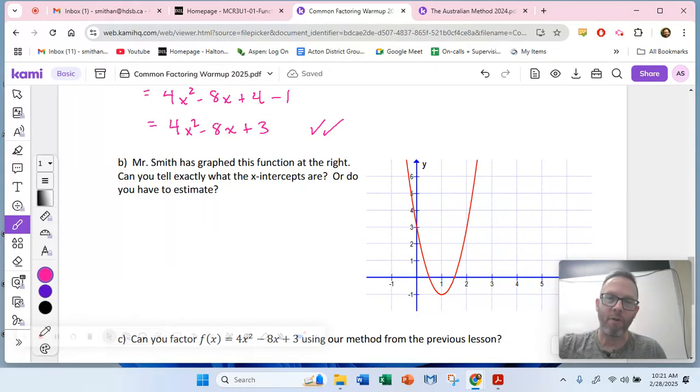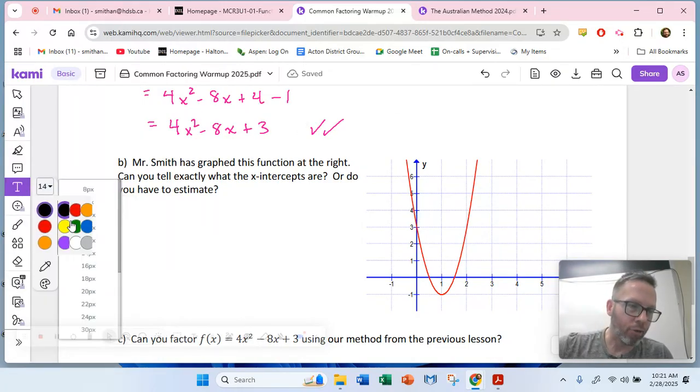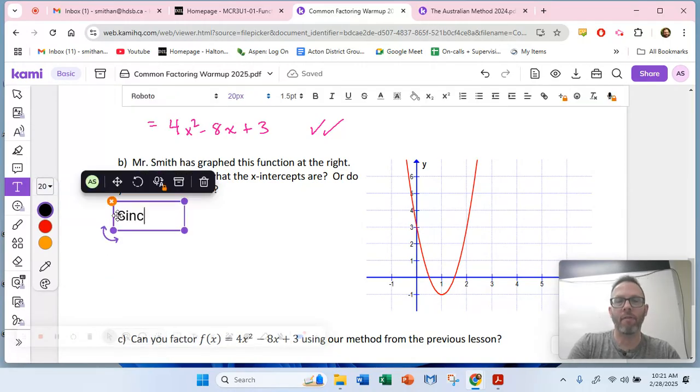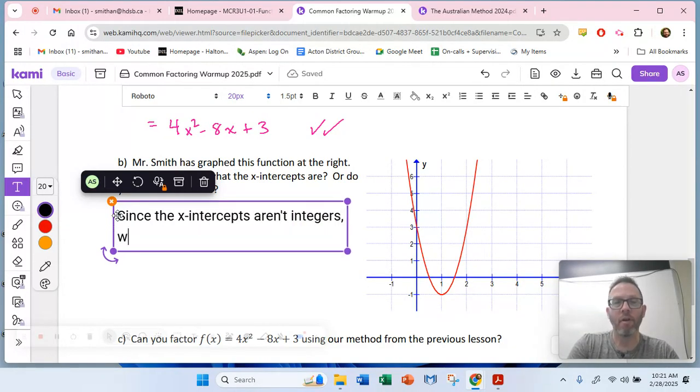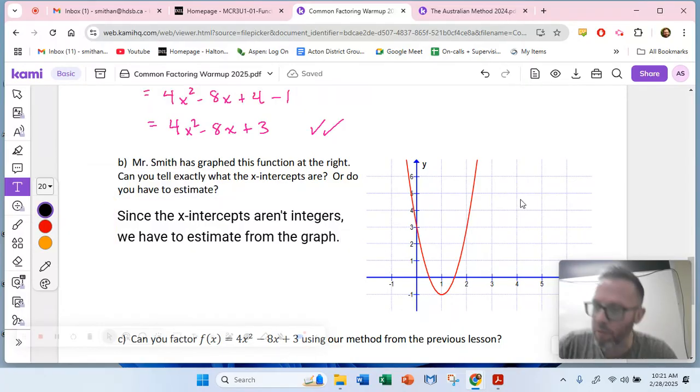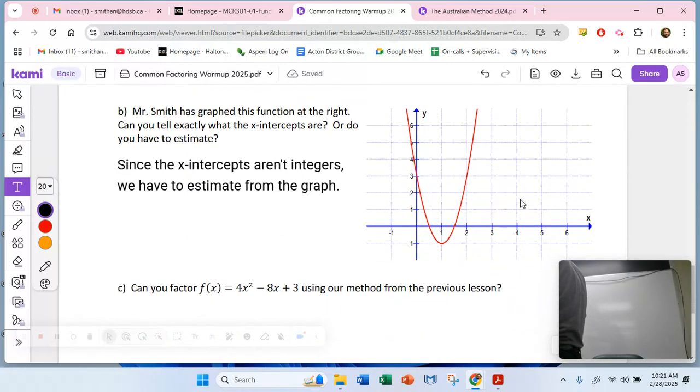So I'm just going to make a brief note about that. I'll try to keep it concise for you guys. Since the x-intercepts aren't integers, like whole numbers, we have to estimate from the graph. So maybe, like the first few days of the course, graphing from vertex form, we found x-intercepts that way. We graphed the vertex form and we just read off the x-intercepts. Well, we can't read them off here. But now we have another way we could find x-intercepts. Maybe we can try factoring this guy.